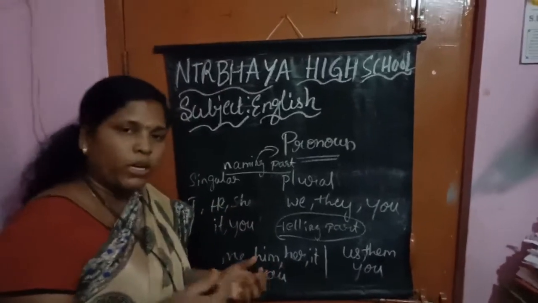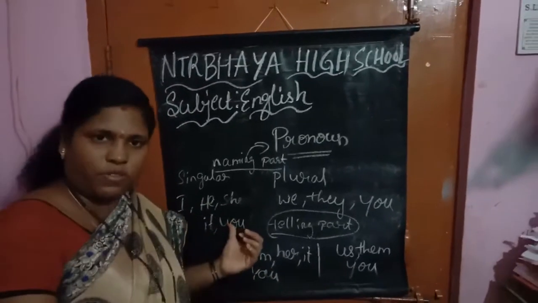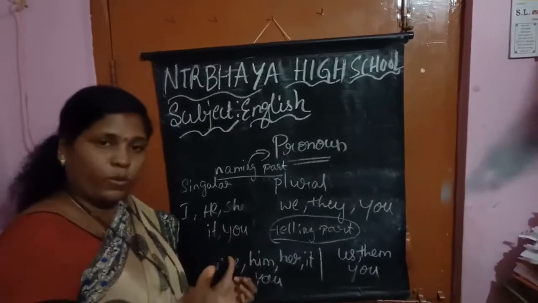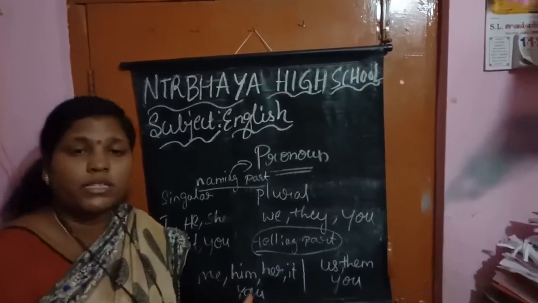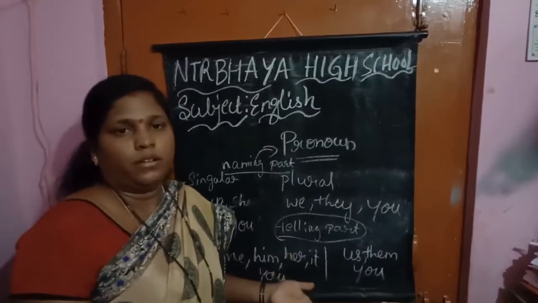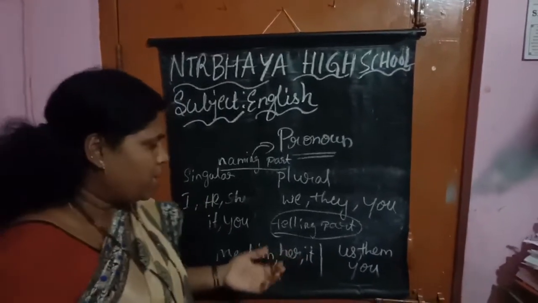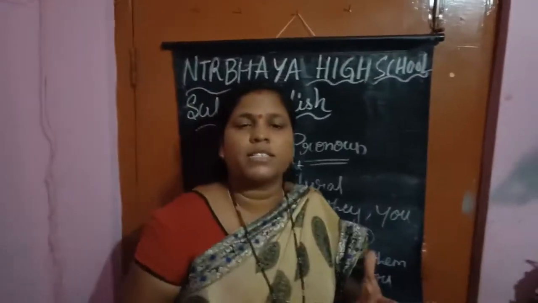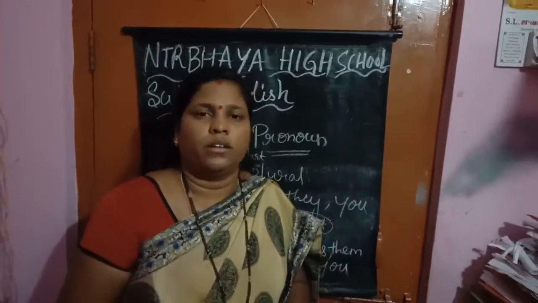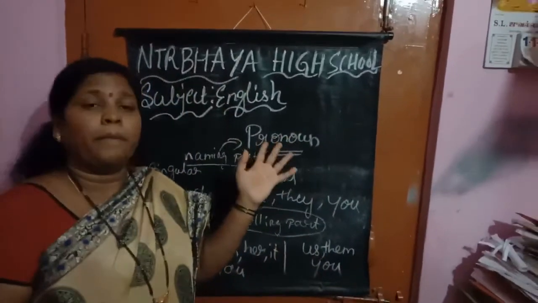Here, "you" comes as the subject. "Called" is a verb, and "me", what is it? Me is an object. Understood, children? Telling part means it tells something about the subject. Understood, children? This is about the pronoun.